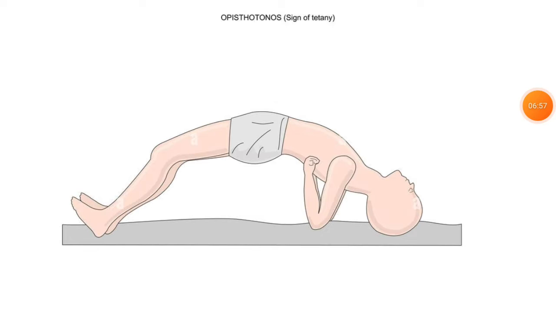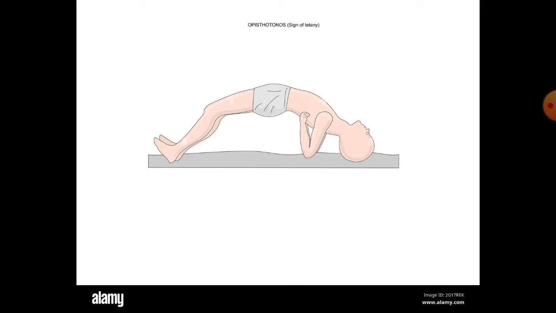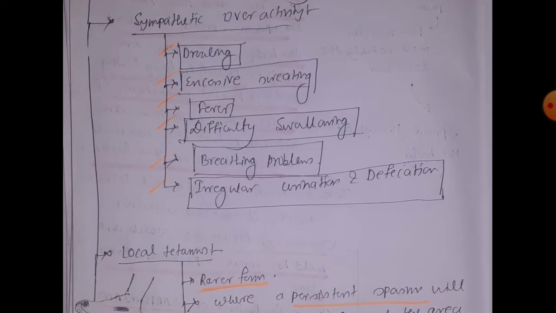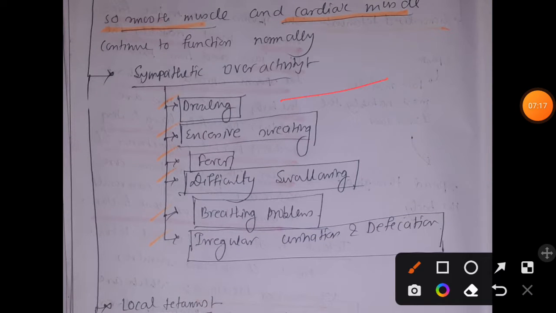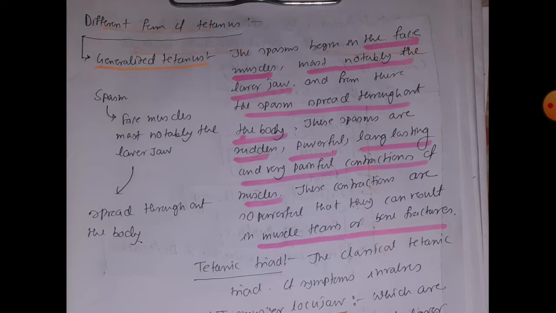Along with that, under such circumstances, it is also expected that drooling will occur, and the patient should have difficulties in urination, right? Such extra situations are called sympathetic overactivity. This includes drooling, excessive sweating, fever, difficulty swallowing, breathing problems, irregular urination and defecation. So that is all about generalized tetanus, which is the most common form of tetanus.